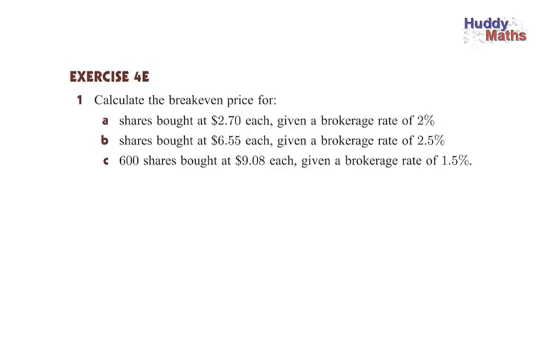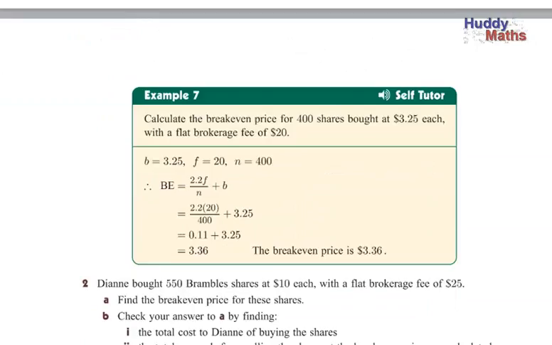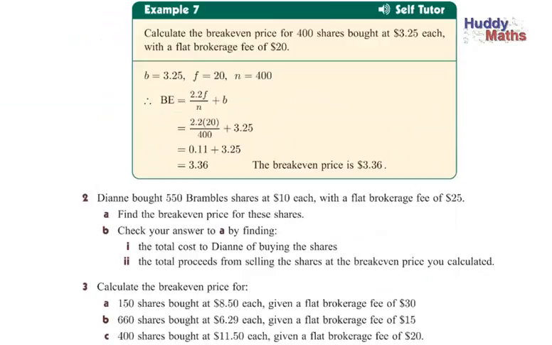Let's have a look at the other one now, and the situation where we have a flat rate. So here we are, 400 shares you want to quit, and they were bought at $3.20, but you had a flat fee. This is an easier formula. Write the formula down, and it's 2.2 times the brokerage fee divided by the number of shares plus the cost of the shares originally.